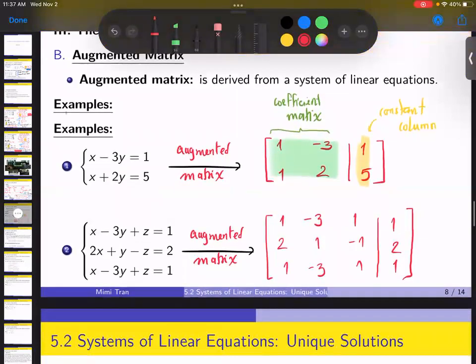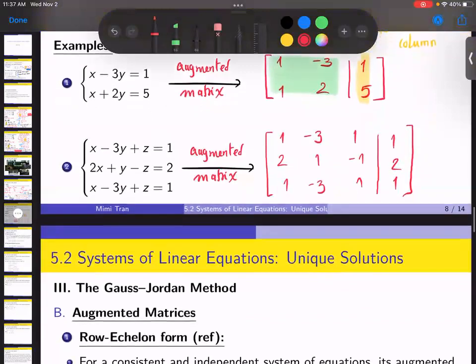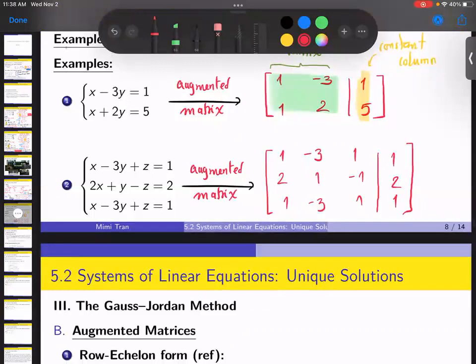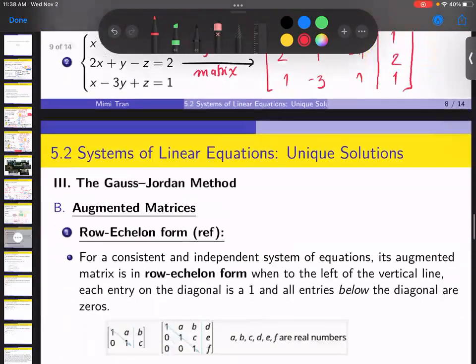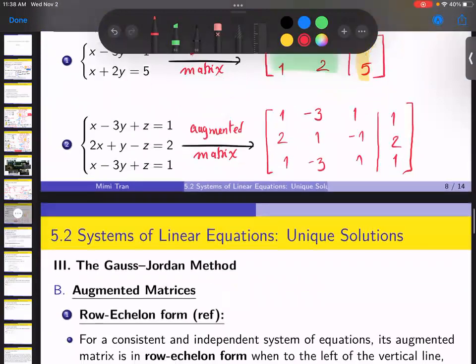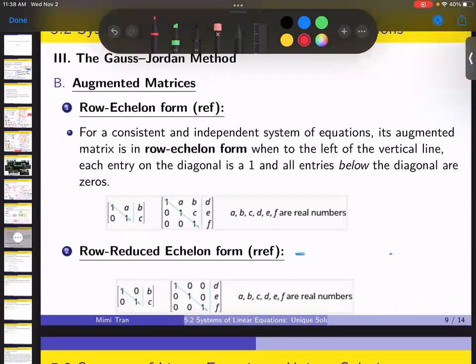All right, so that part is done. You'll be able to convert from a system of equations to matrix form. Now, once I have that, what do I do next? Then 2 things. One for us, one for the calculator. Once you have that, there are 2 ways of solving it. One is called row echelon form. The other one is called row reduced echelon form. These are French.